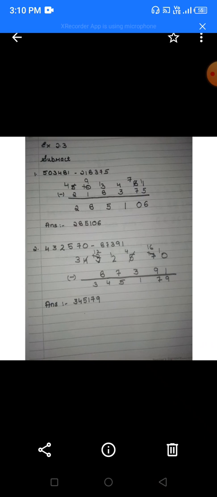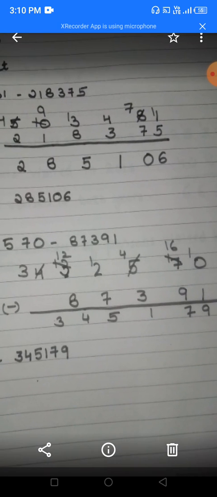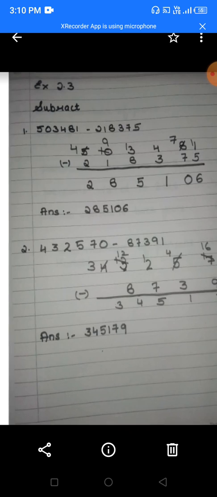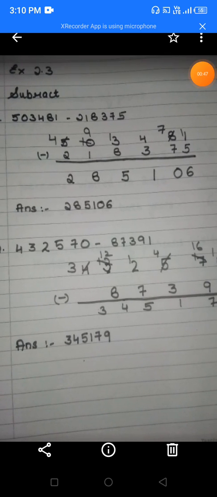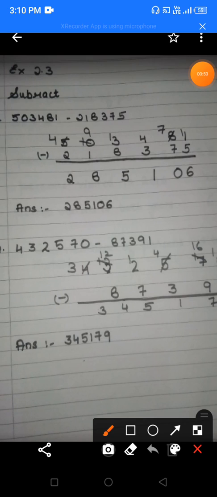Okay, children? Now, see, the first question has been solved here. See, children, how will you solve? You have written the question here. This is the question. The question is you have to subtract 2,18,375 from 5,03,481.